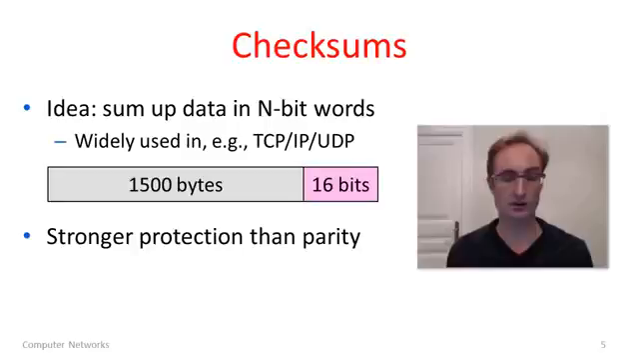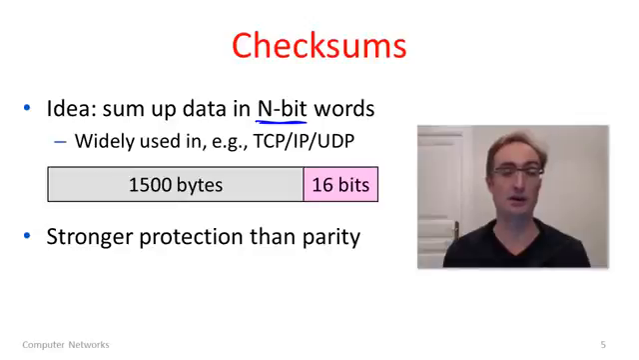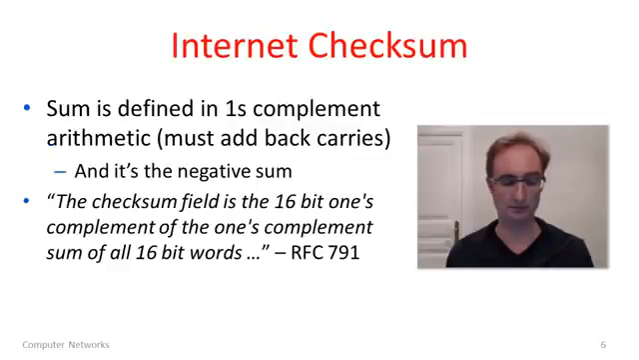Here's a stronger alternative, and one that's used in practice much more widely today. The idea in a checksum is to sum up data, much as we did with parity, but instead of using a single bit, we're going to sum up the data in terms of n-bit words and use an n-bit checksum, or n check bits. For example, TCP, IP, and UDP all use a 16-bit checksum. This checksum is going to provide stronger protection than parity. We'll find out later it's really not that strong, but it is stronger than parity.